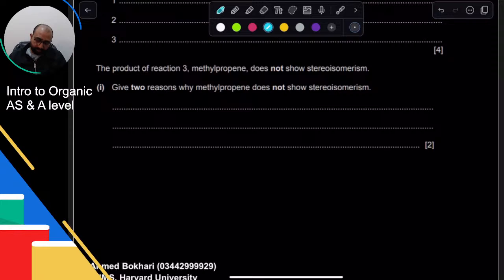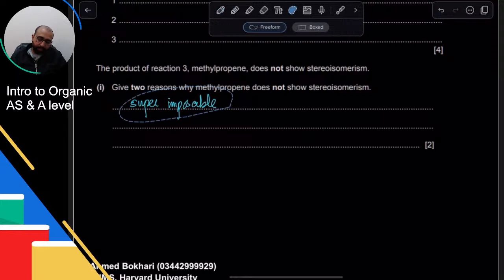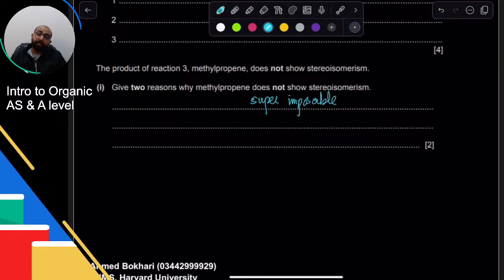The product of reaction 3, methyl propene, does not show stereoisomerism. Give two reasons why methyl propene does not show stereoisomerism. Now, this is where many students know that stereoisomerism ये नहीं करेगा, but they don't know how to write it down. So, what kind of compounds show stereoisomerism? They have two non-superimposable mirror images, okay? If the mirror images are superimposable, then the compound does not show stereoisomerism, optical isomerism. So that is basically what you have to say.